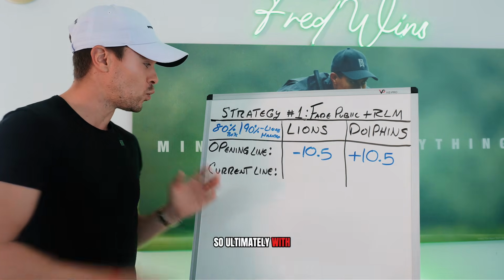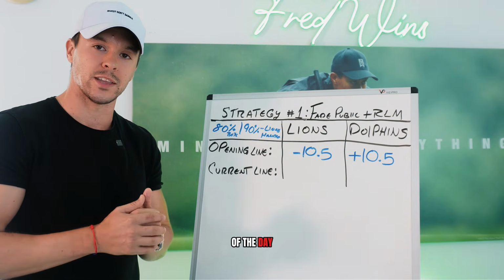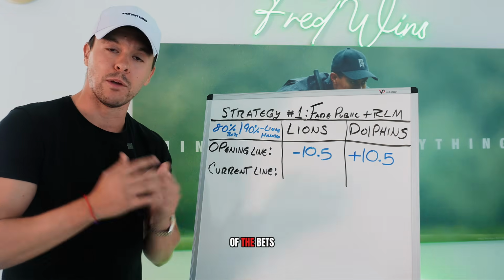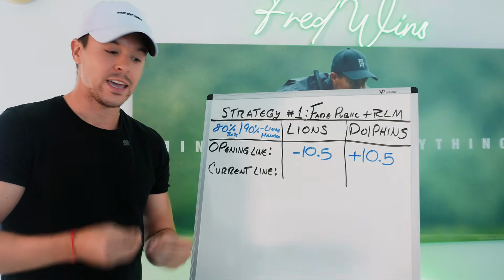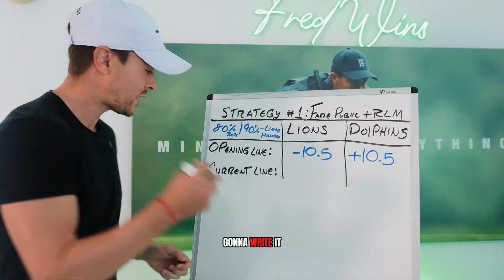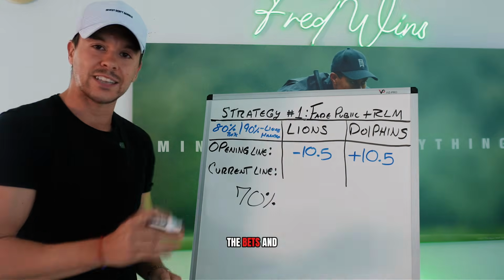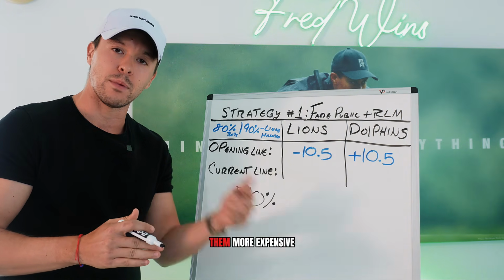So ultimately, with this in mind, it's very important to understand where the money should go in the beginning of the day when you see the opening lines, especially when you're seeing 80 and 90% of the bets and handle for one team. I would go as far as to say that 70%. If you see 70%, and I'm going to write it down right here, if you see 70% of the bets and handle on one team, the line should move in their favor and make them more expensive.